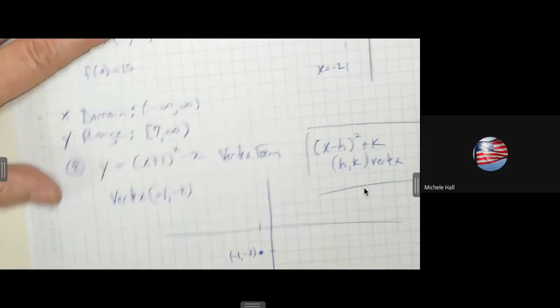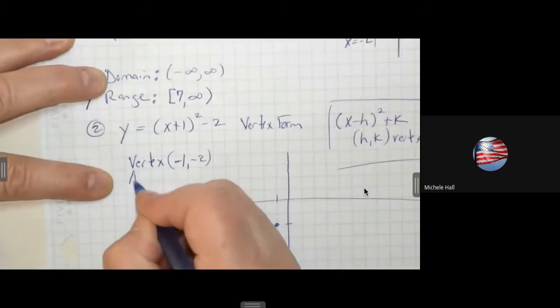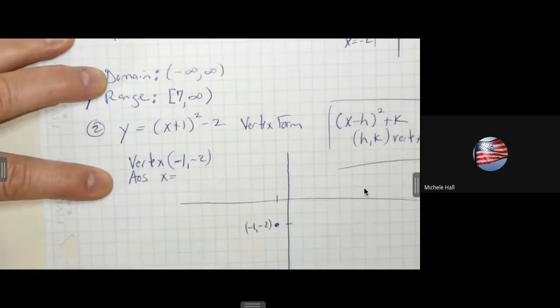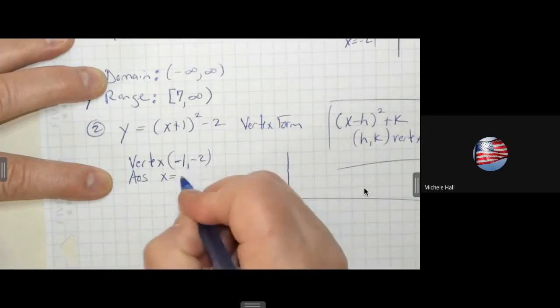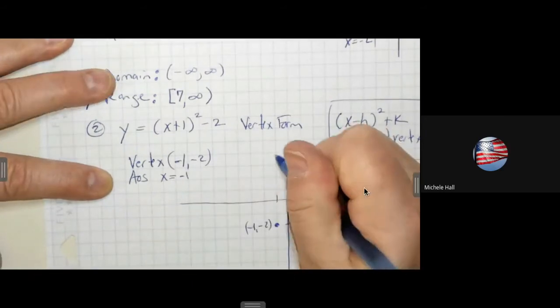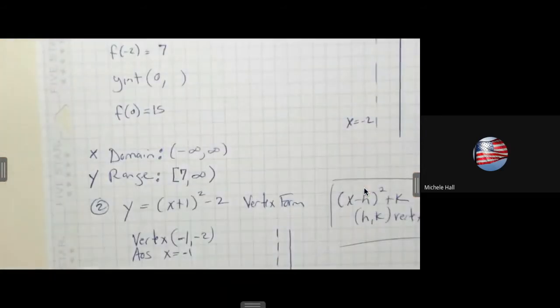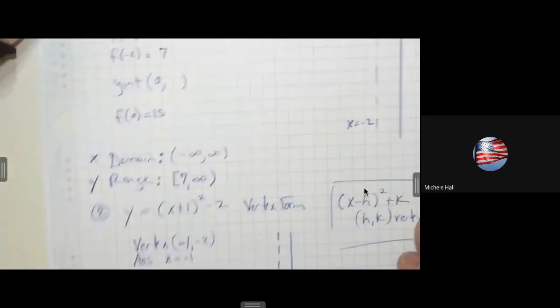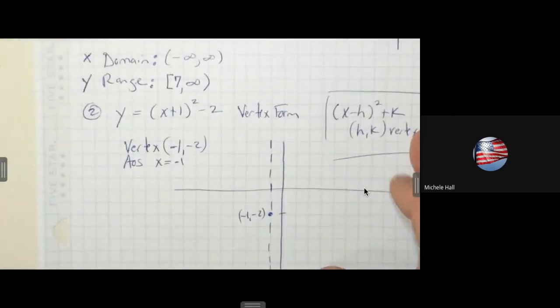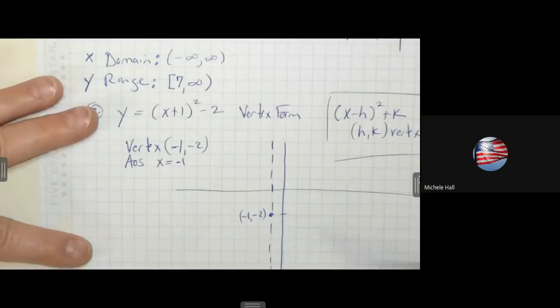If I have the vertex, what else do I have? The AOS. Well, what is the AOS? Negative 1. X equals negative 1. And so I only need one more point. Where am I going to get that point from? I have the vertex. I just need one more, and then I can use the symmetry.